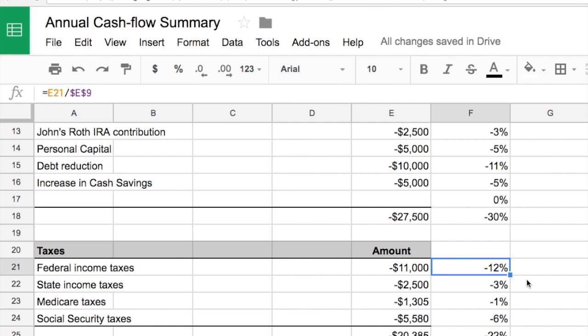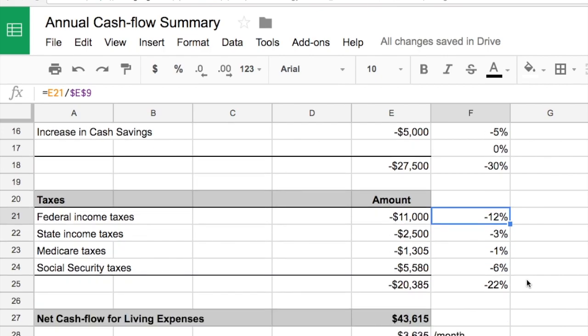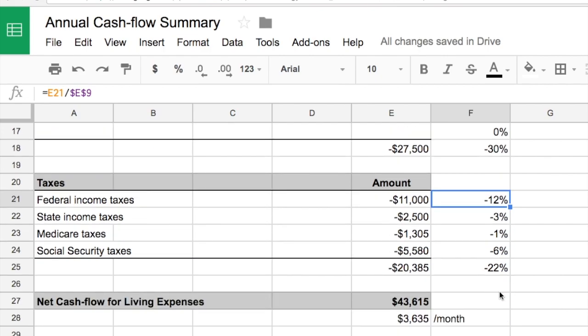Okay, so what can you do with all this information? Well, the first thing you can do, and the most important thing you can do, is figure out what you need to live your lifestyle. This $3,600 a month is just the net, it's $43,000, which is what you spent for the year.